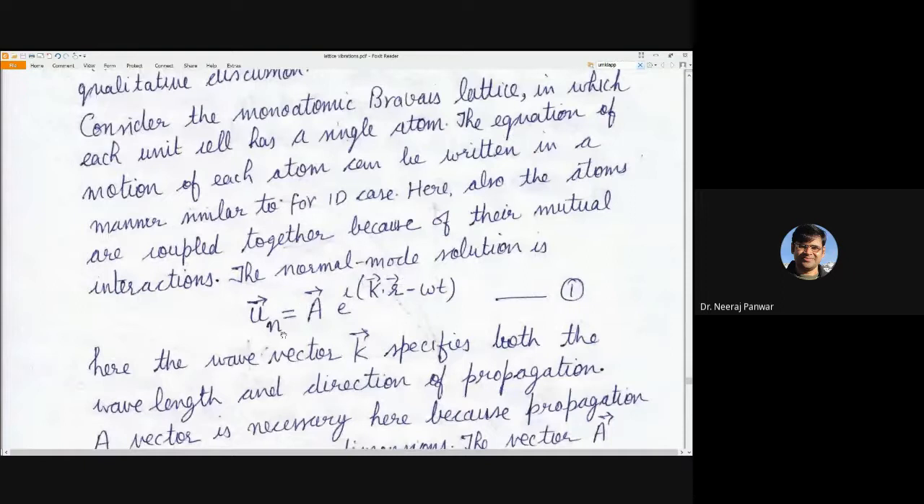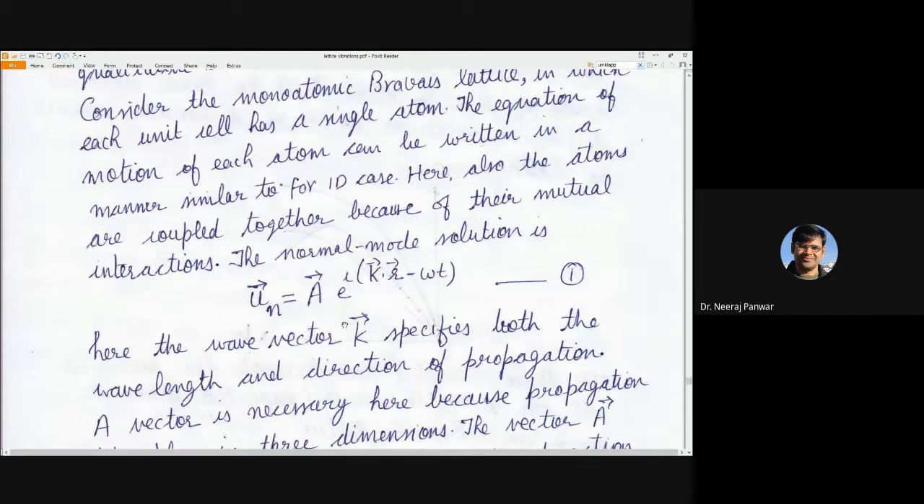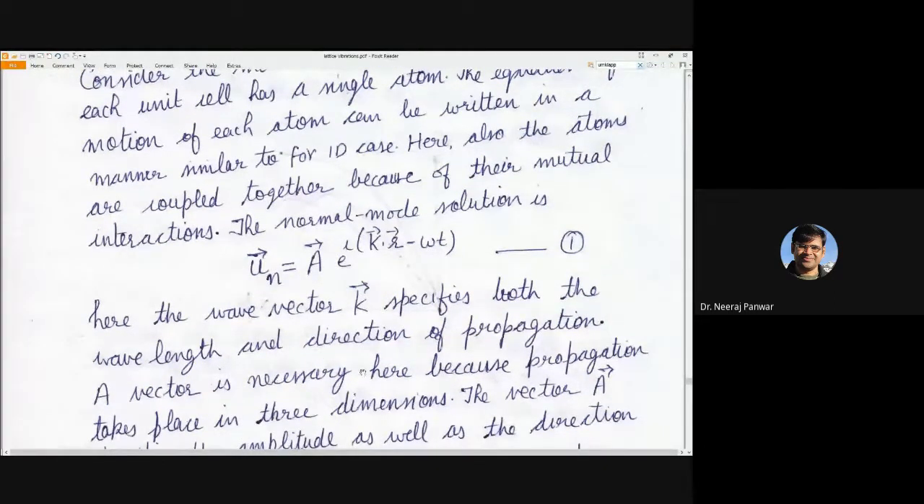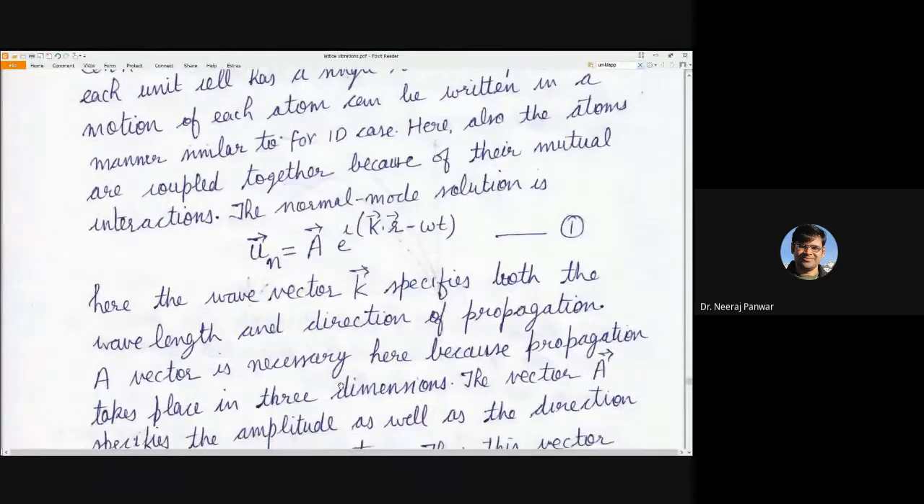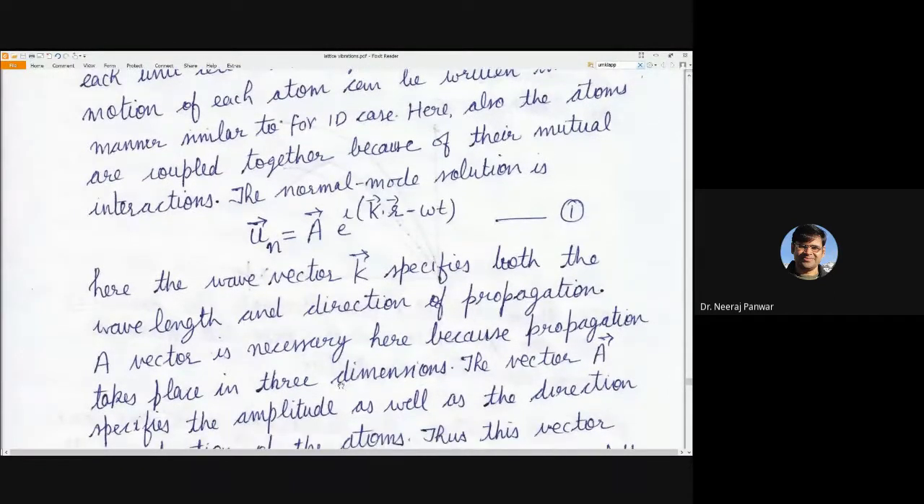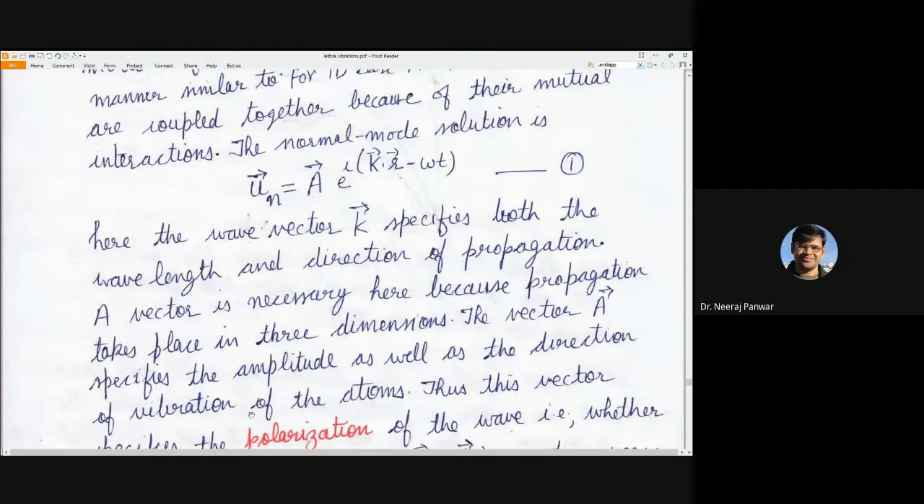It is very important. The k vector here specifies the wavelength, its magnitude is equal to 2 pi upon lambda, and it also tells the direction of propagation of the elastic wave. A vector is necessary here because propagation takes place in three dimensions. The vector A specifies the amplitude as well as the direction of vibration. One is the direction of propagation and the other is the direction of vibration. The two things are different.